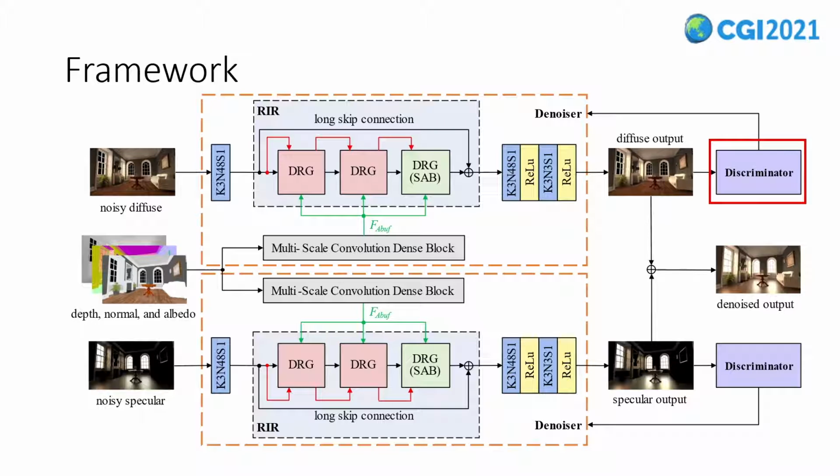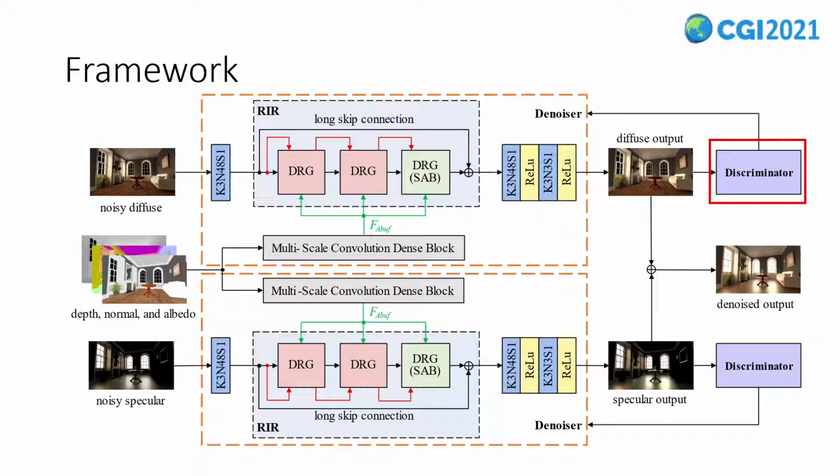Such design is similar to Xu and Wang's work, but there are three main differences. We use residual-in-residual design in the denoiser. We introduce dual-residual connection to the denoiser. And we use multi-scale design in the auxiliary buffer encoder and the discriminator.